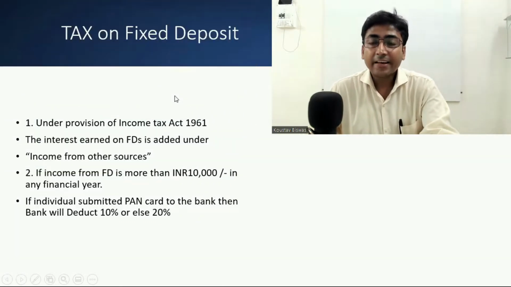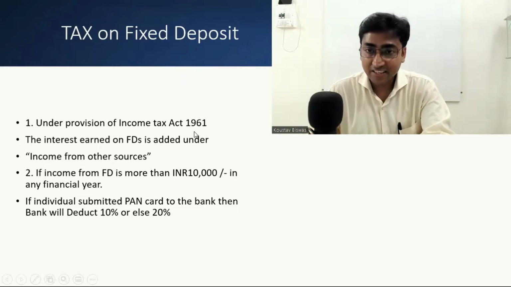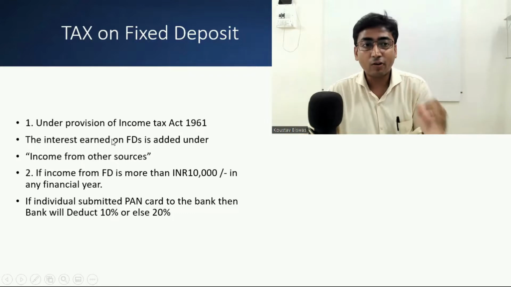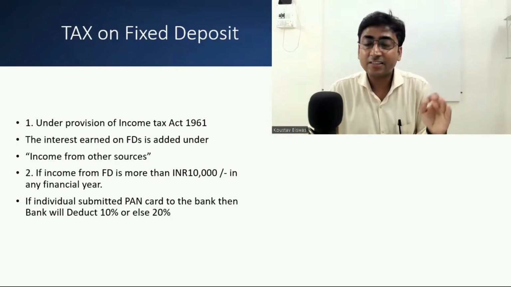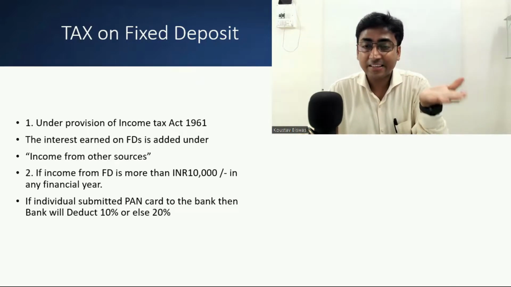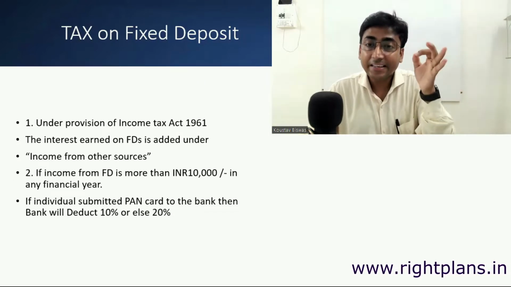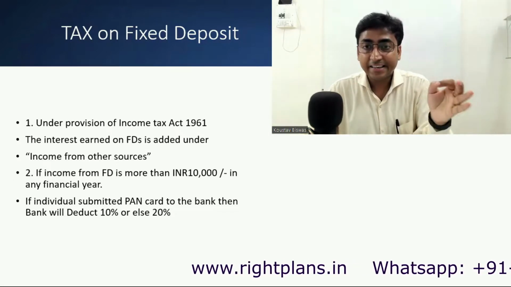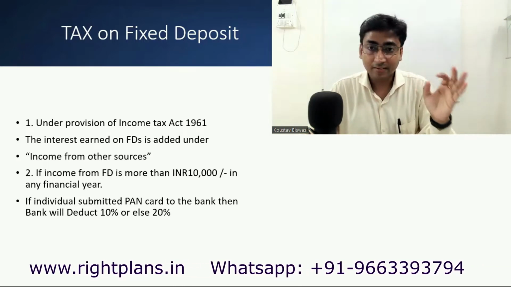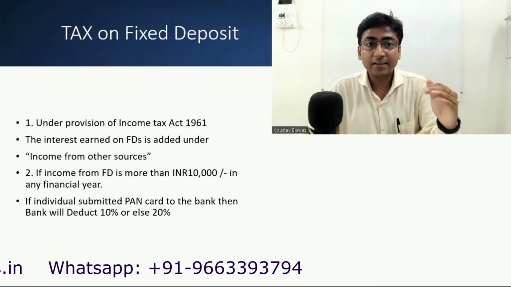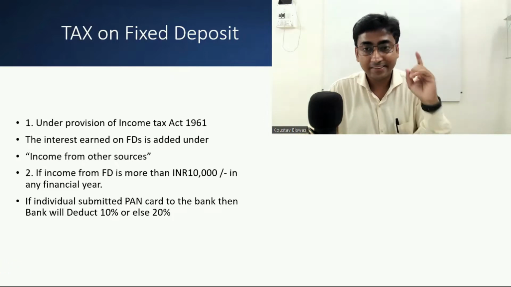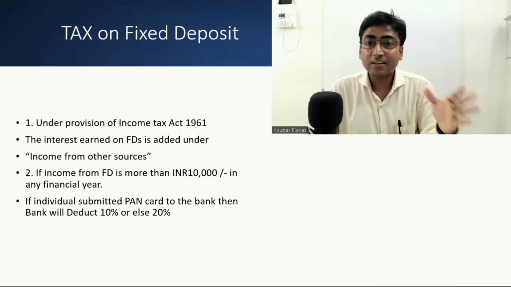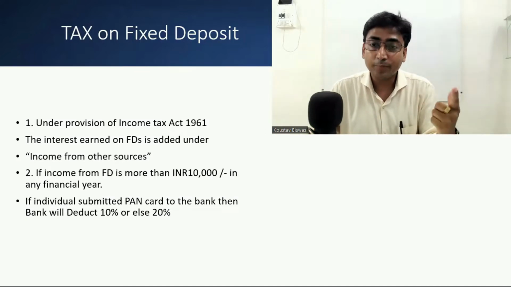Now let's understand how much tax you need to pay on fixed deposit. Under Income Tax Act 1961, income from fixed deposit falls under income from other sources. If interest in a particular year is more than 10,000, in that case bank will deduct TDS from your return. Clear? How much TDS will they deduct? If you submitted PAN card, your TDS would be 10%. If anyone has not submitted PAN card, it would be 20%.